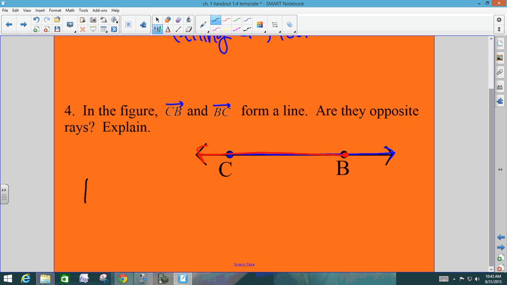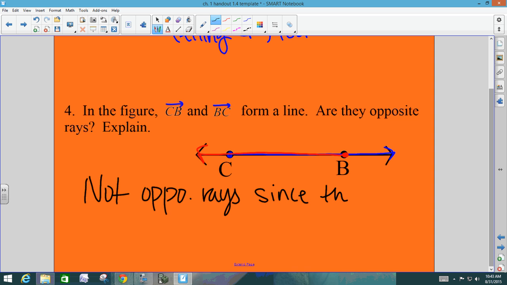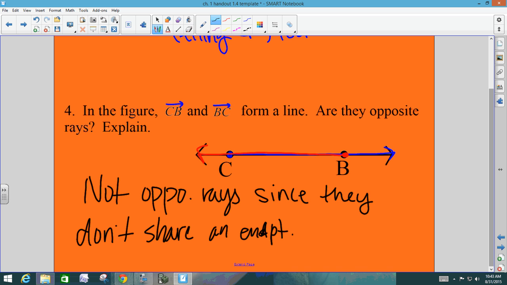Are they opposite rays? Not opposite rays since they don't share an endpoint. Yep, they create the line, but they have to start at the same spot. No overlapping there.